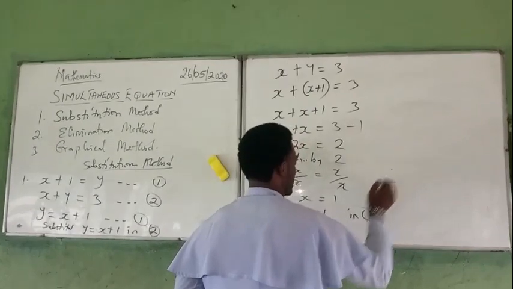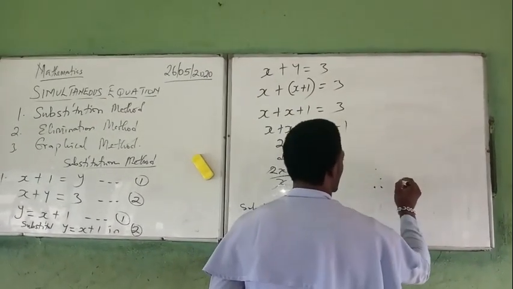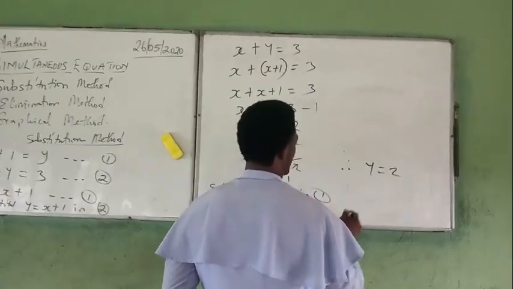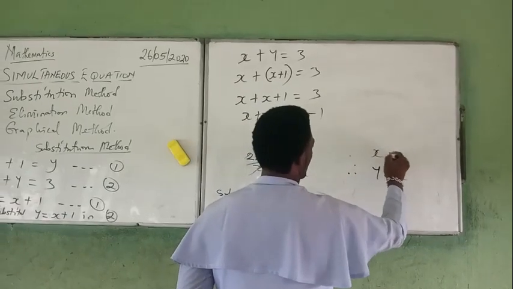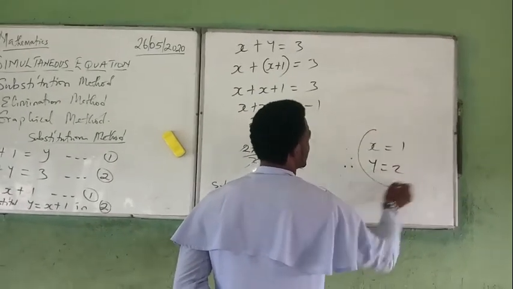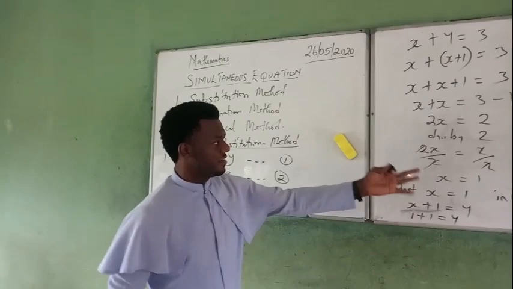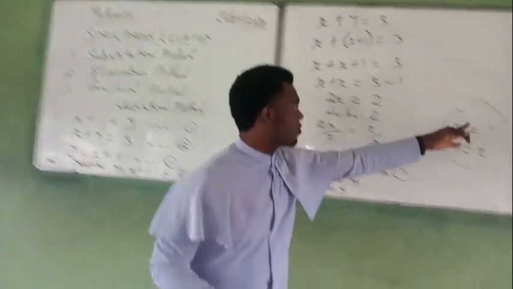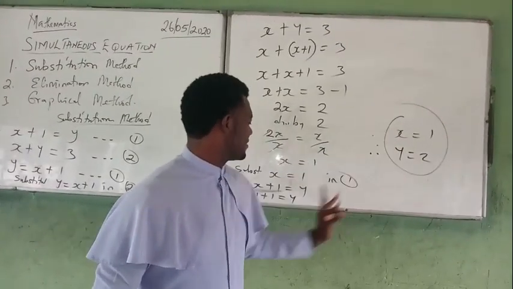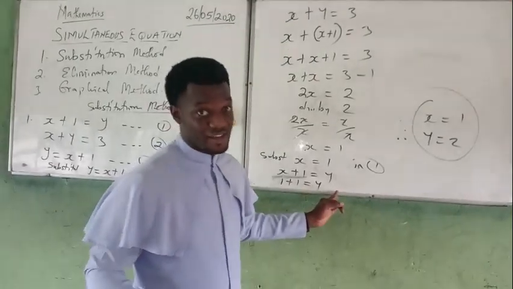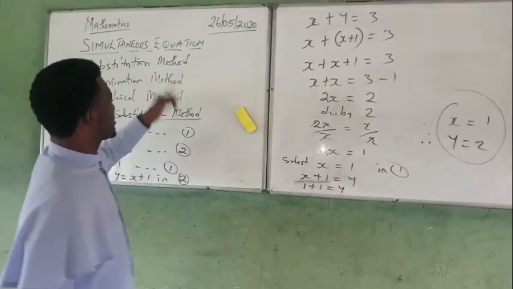Therefore y is equal to 2. So then our x equals 1. This is the solution of this simultaneous equation: x equal to 1 and y equal to 2, because 1 plus 1 is 2. So you can also check.